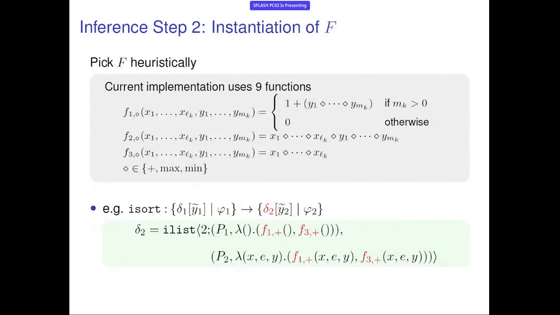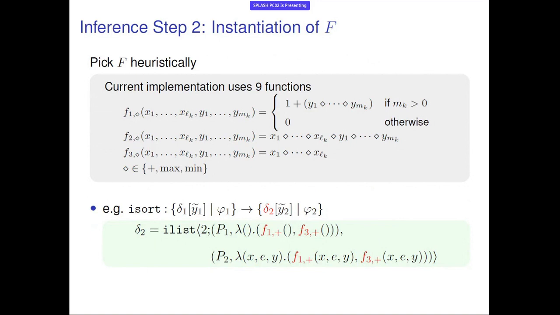And in step 2, the verifier picks the value of functions heuristically. Currently, we only use 9 simple small functions, but they can express some properties like the length or sortedness of lists. For the more general case, it may not be enough, so better heuristics are left for future work.